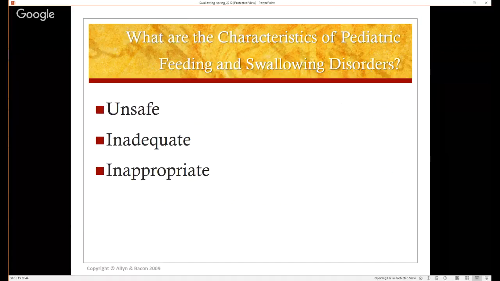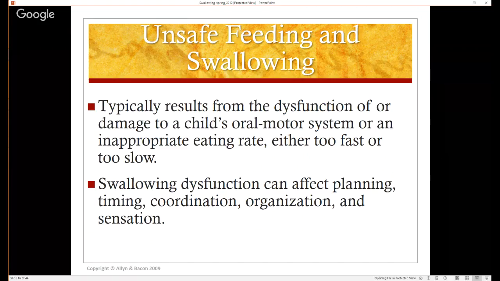And characteristics of pediatric feeding and swallowing disorders are that they are unsafe, inadequate, and inappropriate. And we'll look at each one of those a little bit more closely. Unsafe feeding and swallowing typically results from the dysfunction of or damage to a child's oral motor system or an inappropriate eating rate, either too fast or too slow. Swallowing dysfunction can affect planning, timing, coordination, organization, and sensation.